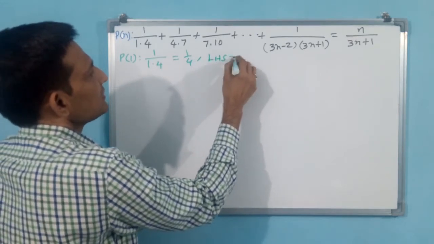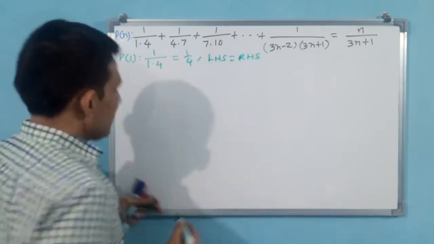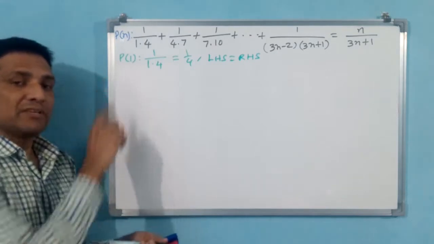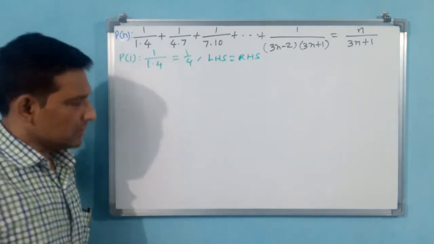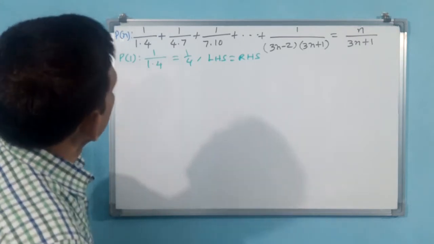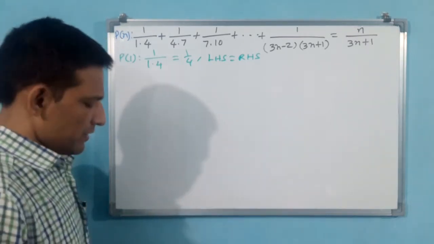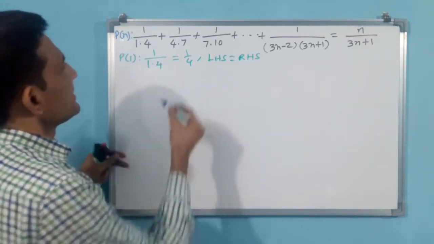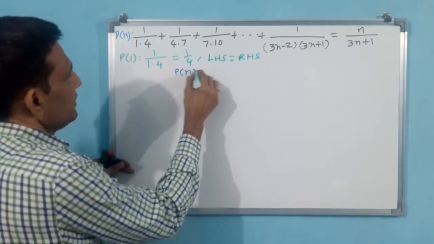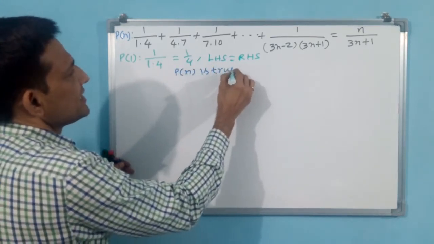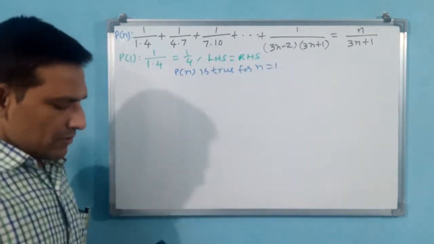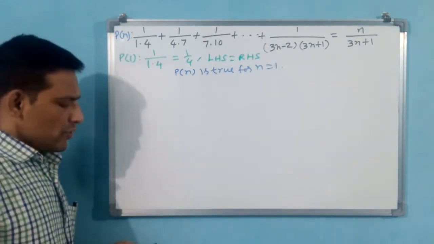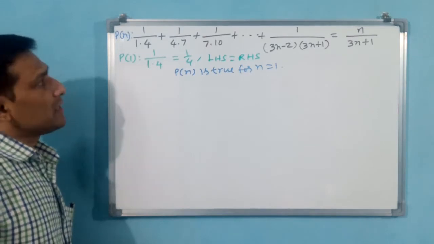LHS is equal to RHS. If LHS is equal to RHS comes at P of 1, then what you have to write? P(n) is true for n is equal to 1. Write down: P(n) is true for n is equal to 1. Now 3 steps are over. Now P(k) and P(k plus 1) steps are pending.